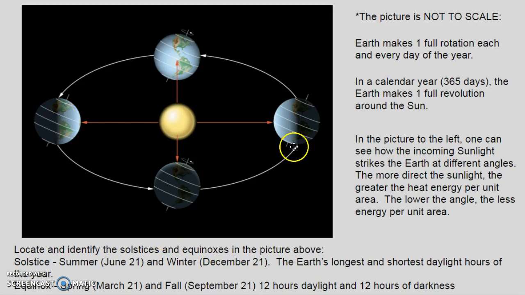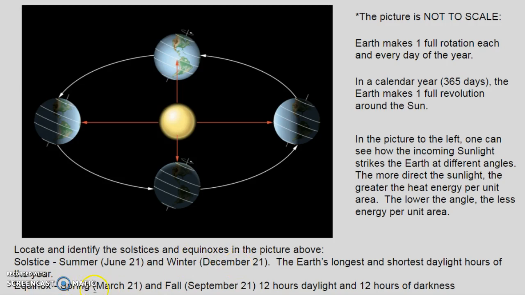Six months later, we find that the northern hemisphere is tilted away from the sun. This is what we call our winter solstice. This occurs on December 21st. This is when the Tropic of Capricorn in the southern hemisphere is experiencing a sun that's directly overhead. The Earth's longest and shortest daylight hours of the year come on the solstices. The longest day is June 21st, the summer solstice, and the shortest daylight hours are on the winter solstice, December 21st.